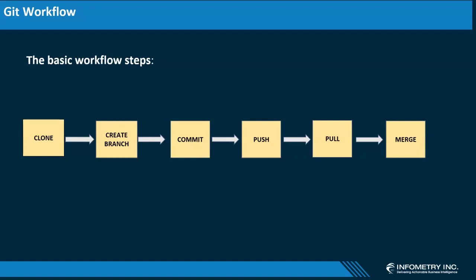Stage changes. Once you are happy with your changes, you need to stage them. This tells Git which changes you want to include in your next commit. Commit changes. After staging, you will commit your changes to the local repository. A commit is like a snapshot of your changes along with a message explaining what you did. Committing frequently allows you to keep track of your progress and provide context for each change.